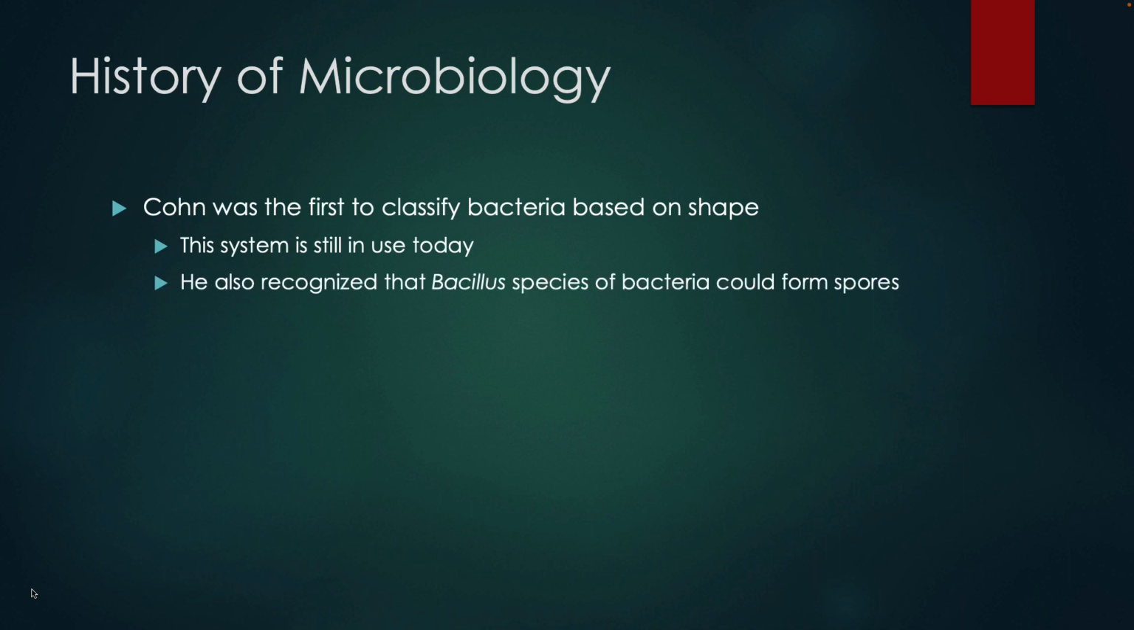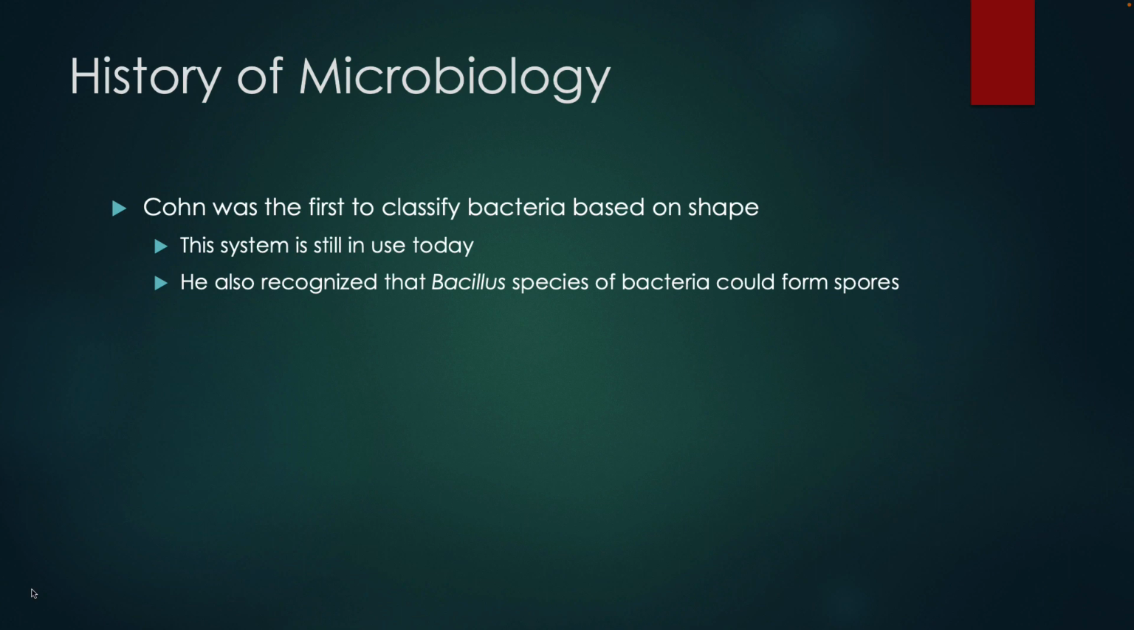He also recognized that a genus called Bacillus could produce spores, and these spores allow the microorganism to survive a lot of changes to the environment. So it allows them to survive being dried out, lacking nutrition, too hot, too cold, antibiotics. And one of the most famous bacteria that does this is Bacillus anthracis, which causes anthrax.